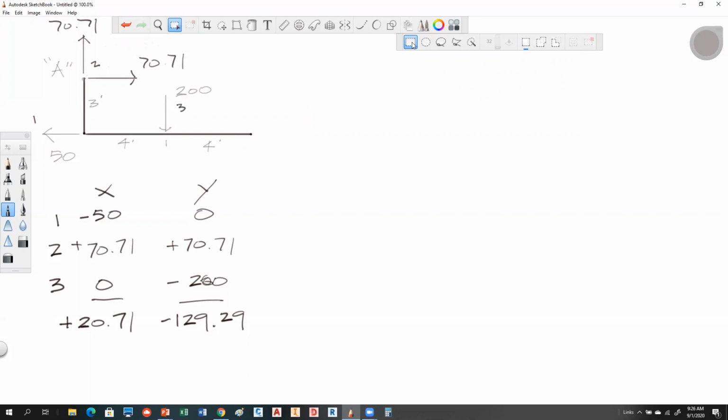Okay, so what is this telling me? It tells me that I'm traveling down basically, or that vector is going down at 129.